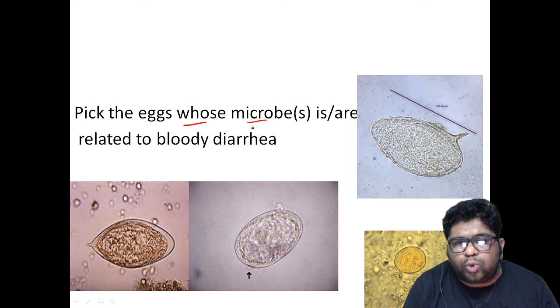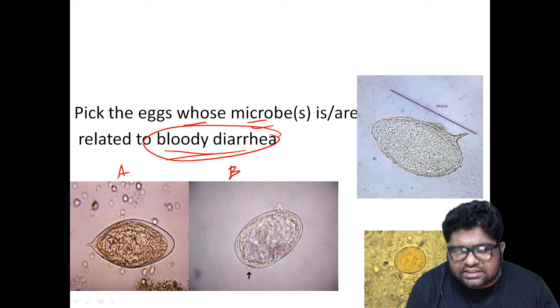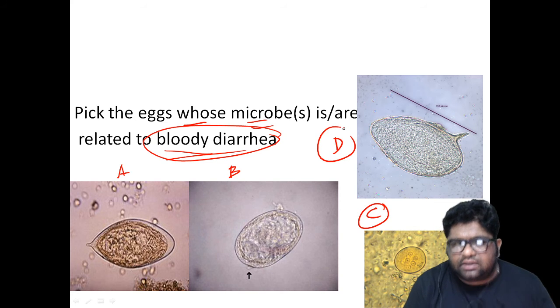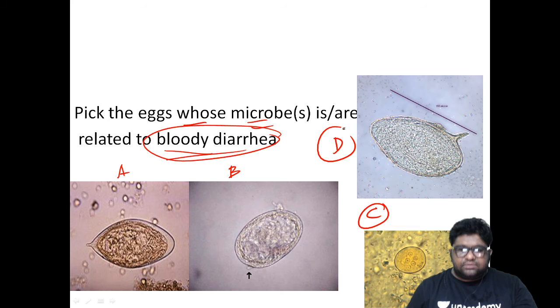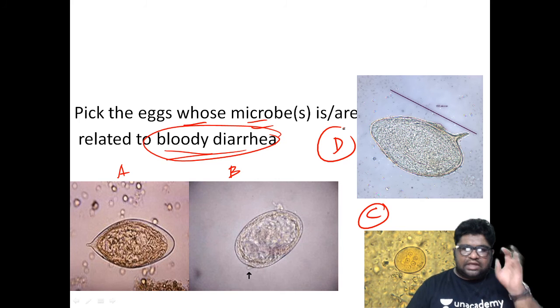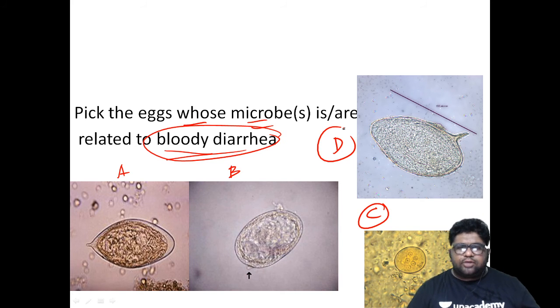Now I wanted you to answer. Pick the eggs whose microbes is or are related to bloody diarrhea. Among these organisms, this is A, this is B, this is C, this is D. Now, let's have this as the last question. This is the last question for the day. Just tell me, pick up the eggs whose microbes are related to bloody diarrhea.